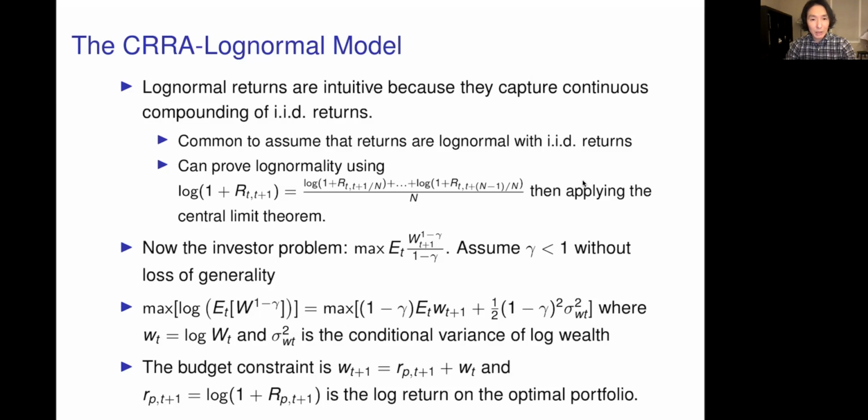자, 이게 왜 그런지 봅시다. Why is that the case? It's very common to assume that returns are log normal with IID returns. And this can be proved. This can be proved using the following. In other words, what is a log return? Log of 1 plus r t comma t plus 1. So what is this quantity here?